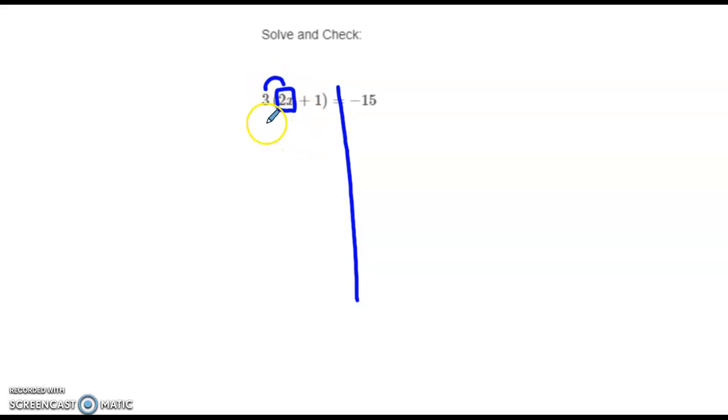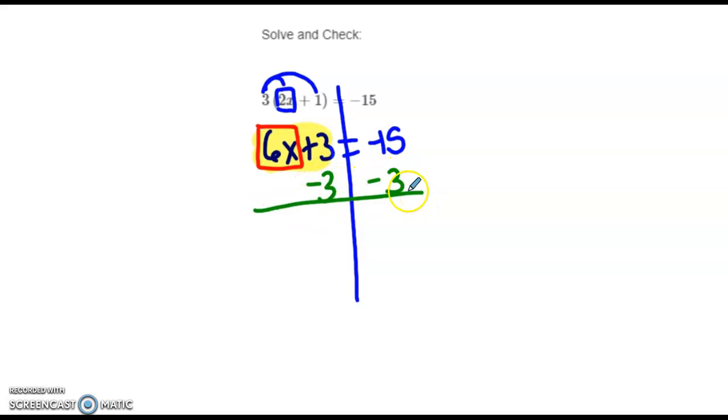So I'm going to do 3 times 2x, which is 6x, and then I'm going to do 3 times 1, which is 3. That got rid of my parentheses, so now I'm back to a normal looking equation. I look on the side that has x and I ask myself, what do I need to get rid of? I need to get rid of the plus 3, so I'm going to do the opposite, the inverse operation. I'm going to minus 3 from each side.